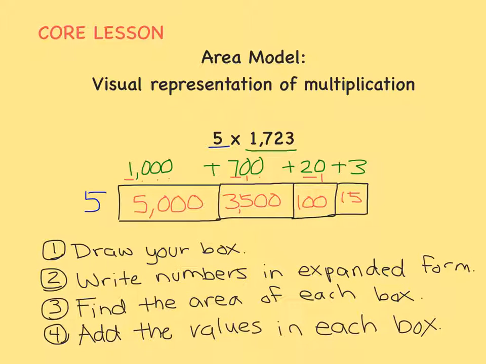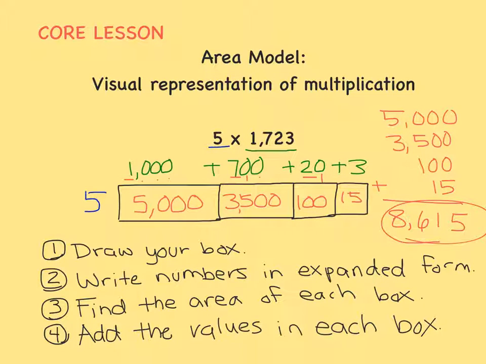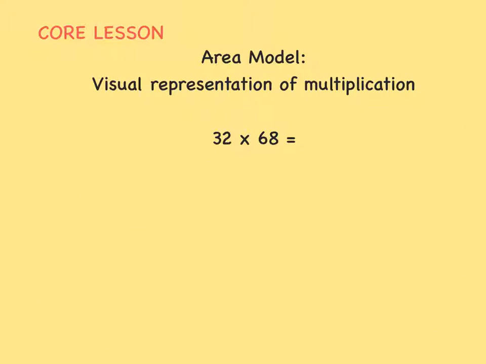So now we know how much 5 times each digit in our number is. So to find the total, we'll add up each value. I wrote the value from each box on the side, so it will be easier to add. When I added up each value, I got 8,615. 5 times 1,723 equals 8,615.